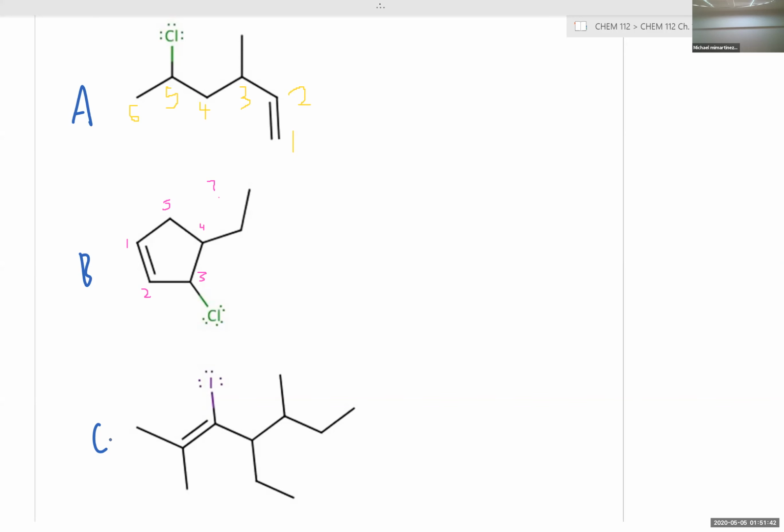I see some reasonable names proposed for structure A. Let's get some proposed names for structures B and C. Oh, no, the name proposed for A is perfectly reasonable. Let's get a few proposed names for B and C, either in the chat or using the annotate feature.